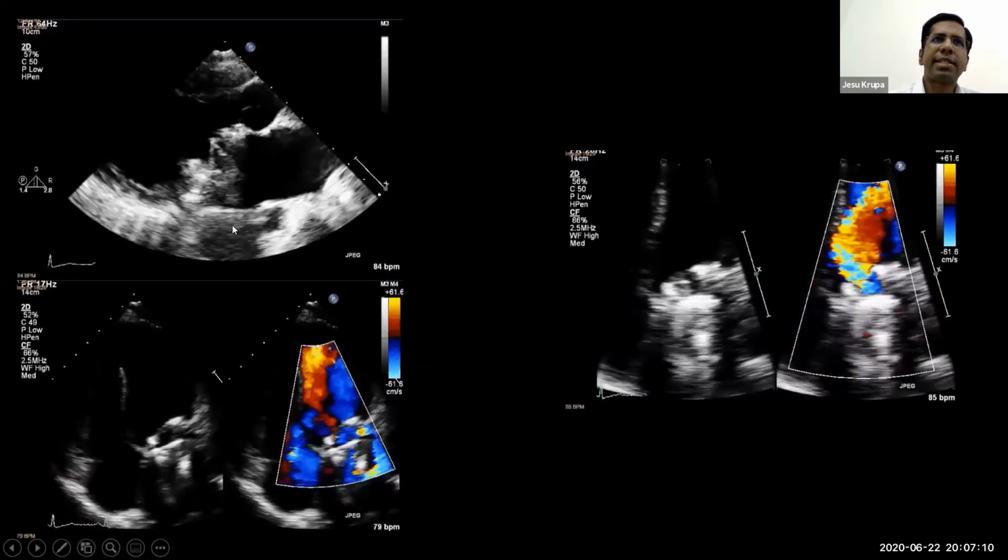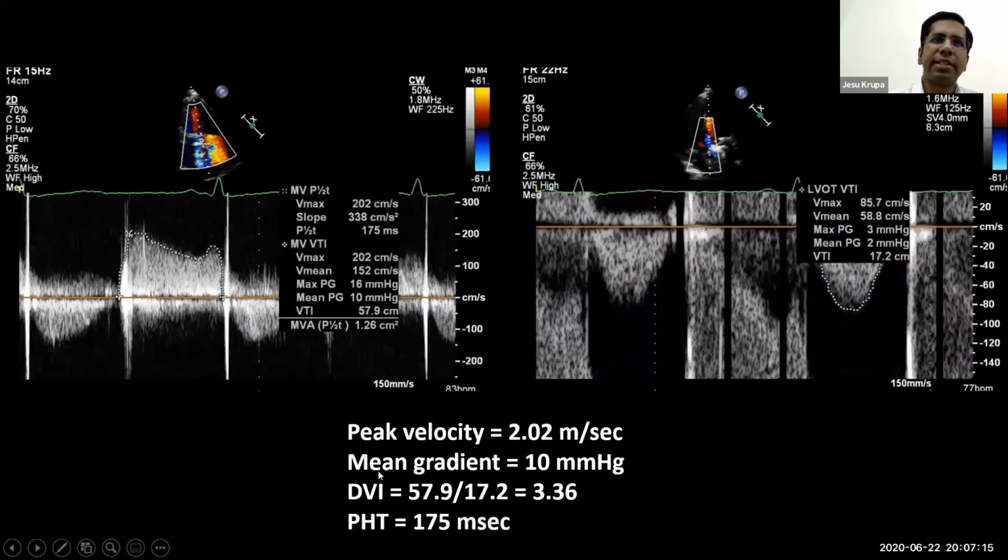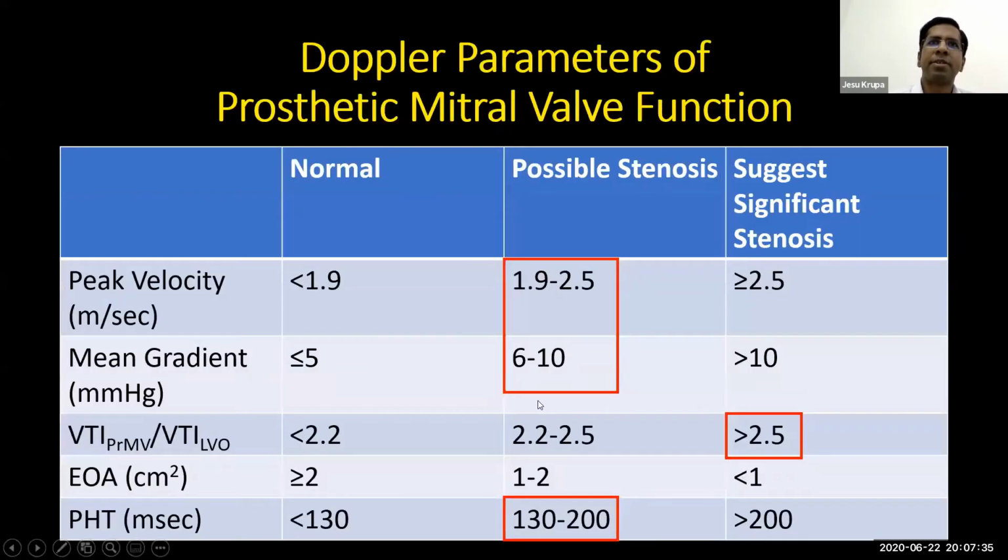These are the gradients that we obtained. So as you can see, the mean gradient is 10, the peak velocity is over 2. LVOT VTI has been put here, and that's how we got a DVI of 3.36. Pressure half time is also greater than 130. So mean gradient is greater than 5, peak velocity greater than 1.9, pressure half time greater than 130. So these are certain numbers to remember. I've just highlighted them here for the sake of ease.